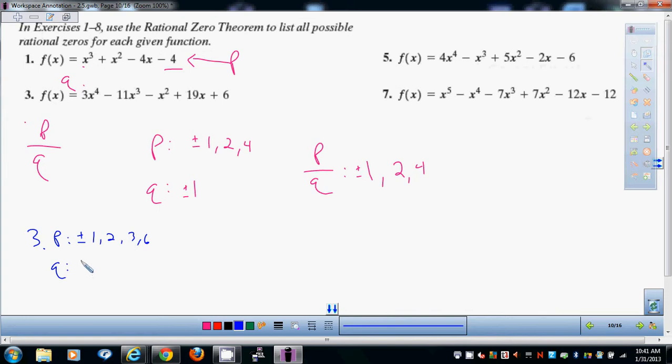1 and 3. That's right. So all my possible P over Q's are going to be what, Jalen? Okay. And? Very good. We didn't even cover this. Which was already written. I don't even have to bother with 3 over 3. You're right. Because 3 over 3 is already covered in 1, and 6 over 3 is already covered in the 2. So this is it. Plus or minus those possibilities. And that's all you have to do on the first few problems, is list out your P over Q's.